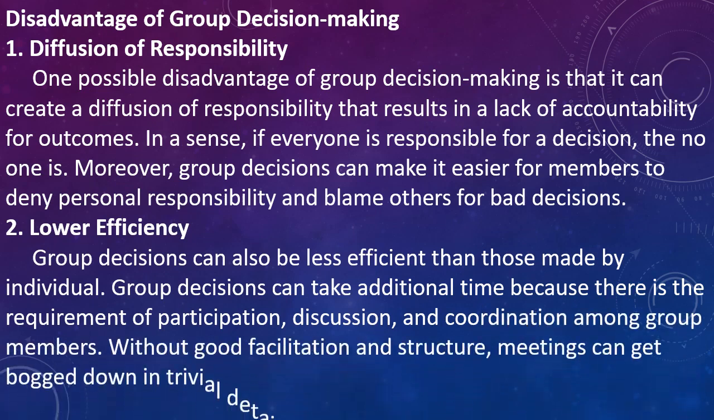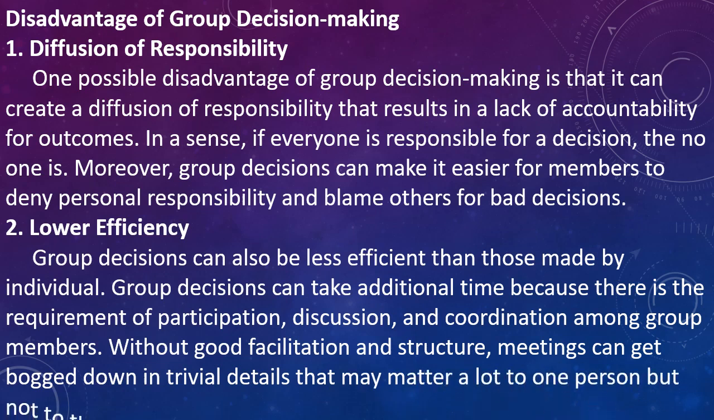2. Lower efficiency. Group decisions can also be less efficient than those made by individuals. Group decisions can take additional time because there is the requirement of participation, discussion, and coordination among group members. Without good facilitation and structure, meetings can get bogged down in trivial details that may matter a lot to one person but not to the others.